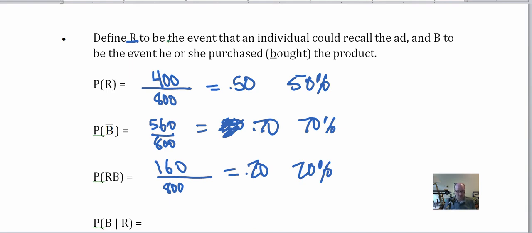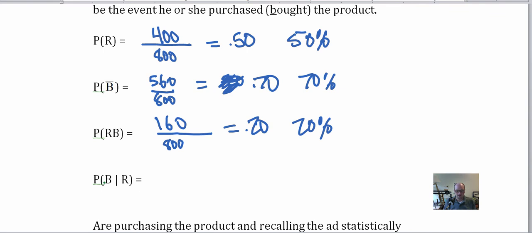All right, I'm going to change colors here. Our final one, and then we're going to take a break. The probability that someone bought it, given that they recalled the ad. So this is the one that we care about. If you recalled the ad, does it mean that you bought it more often? We know that in general, 30% of the people bought it. So we want to know if you recalled the ad, was there a higher rate of buying it? How do we figure this out? Given that you recalled the ad, what's the probability of buying it?